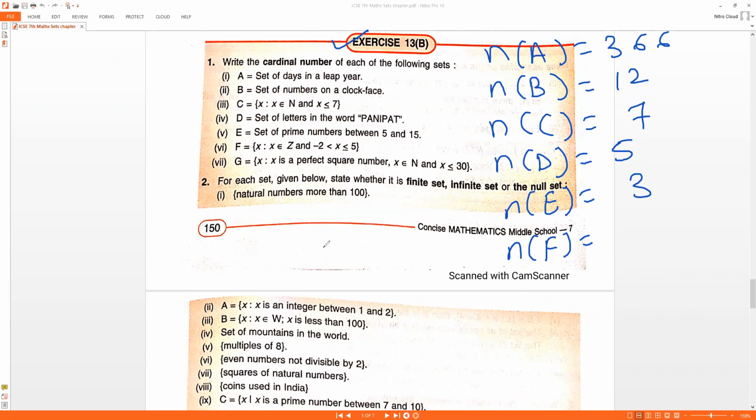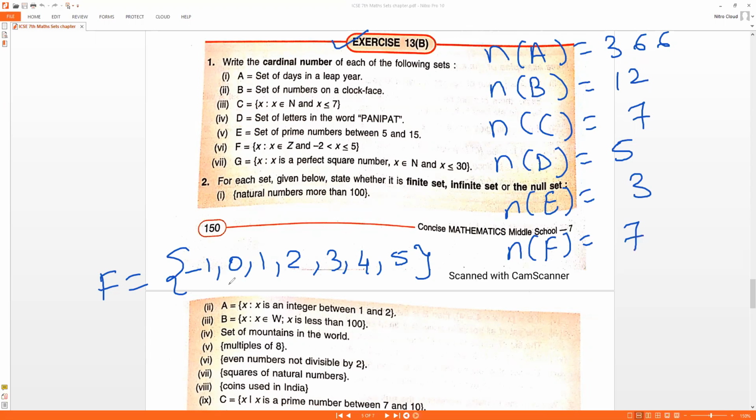Z means integers. Okay, Z is the set of integers. So X is greater than -2. So X can take values -1, 0, then up to less than or equal to 5. So 1, 2, 3, 4, 5. How many numbers are there? 8. Are there 8 or 7? How many are there? 7. There are 7, right? Cardinal number is 7. Okay, what about G?